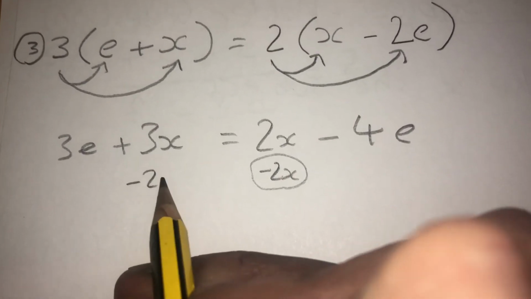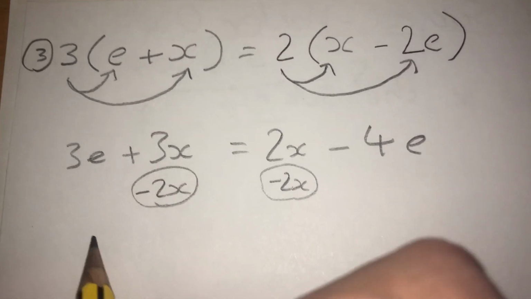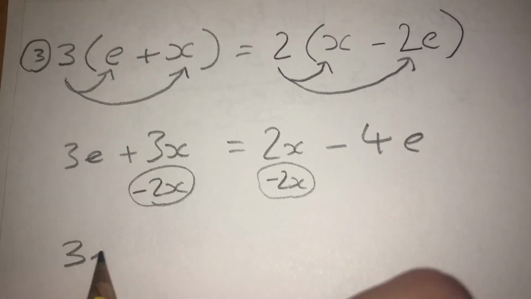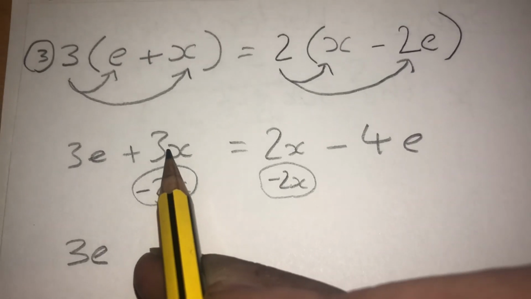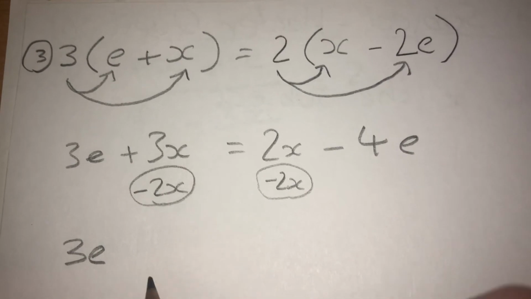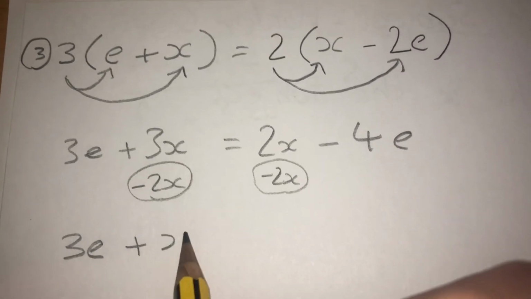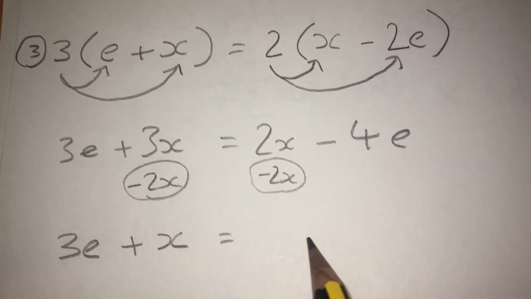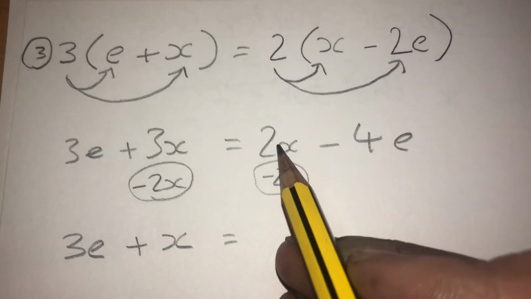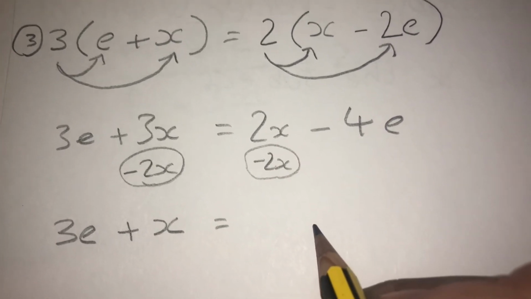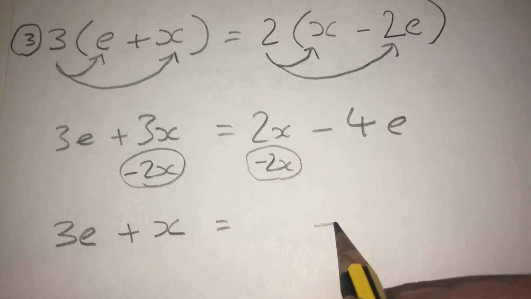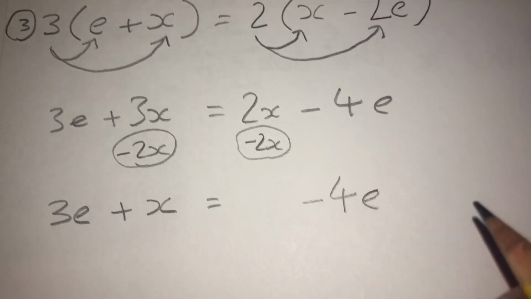Alright, so to get rid of positive 2x, I subtract 2x. And I have to subtract 2x from the left hand side as well. So what I'm left with now is 3e. I haven't done anything with that yet. Remember, keeping like terms together, 3x take away 2x is 1x, which we just write as x, is equal to, and all we're left with on the right hand side, because 2x take away 2x is 0, so the 2x is gone, is minus 4e.